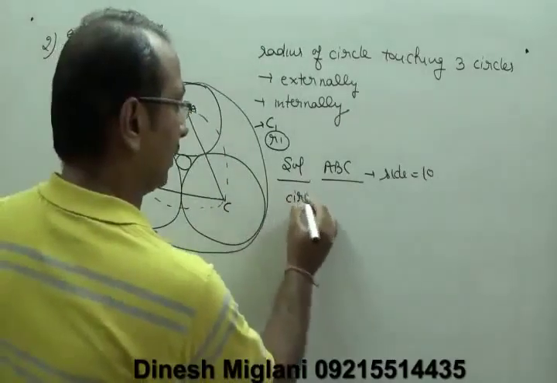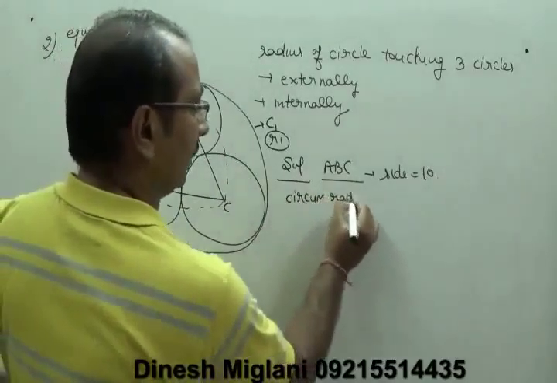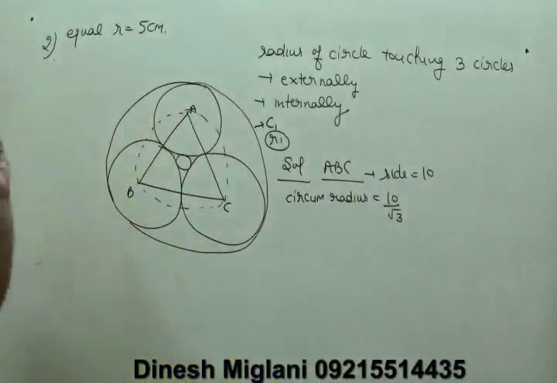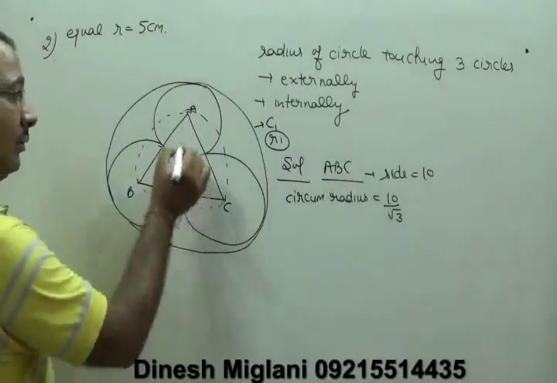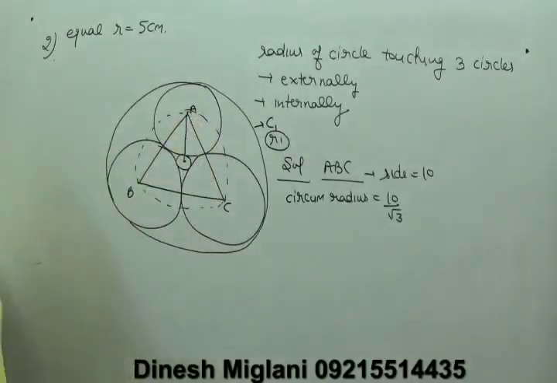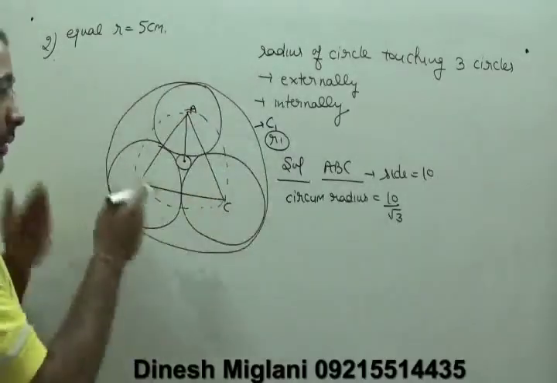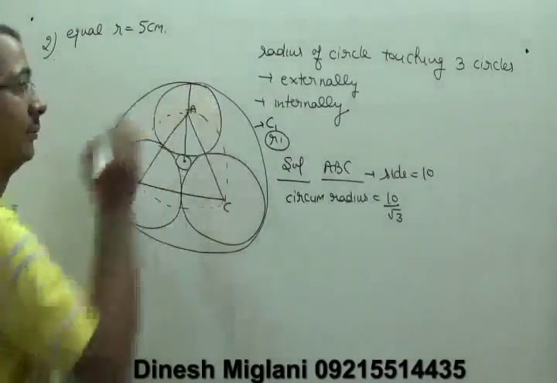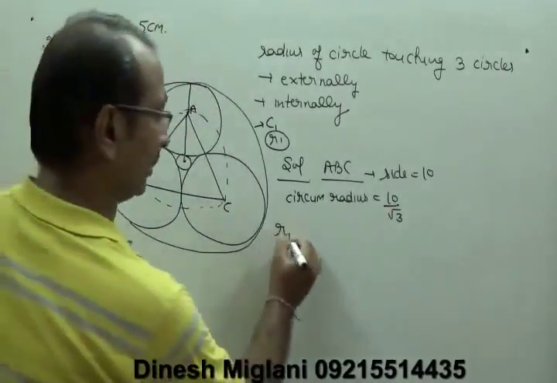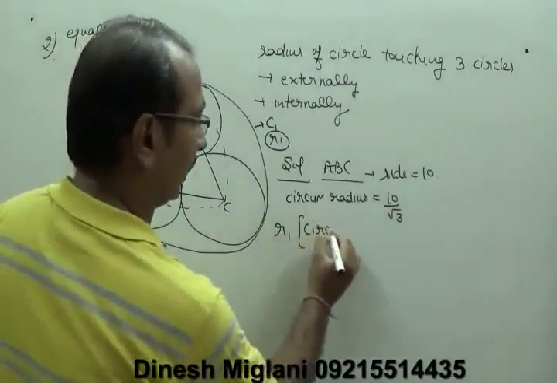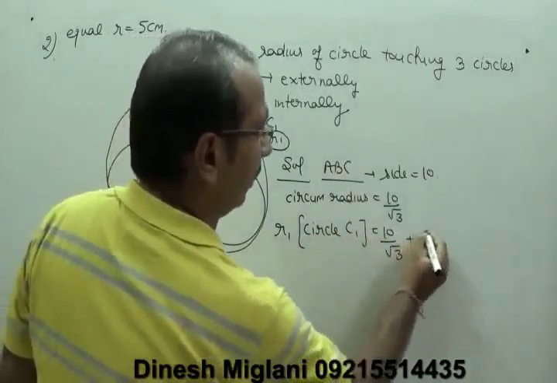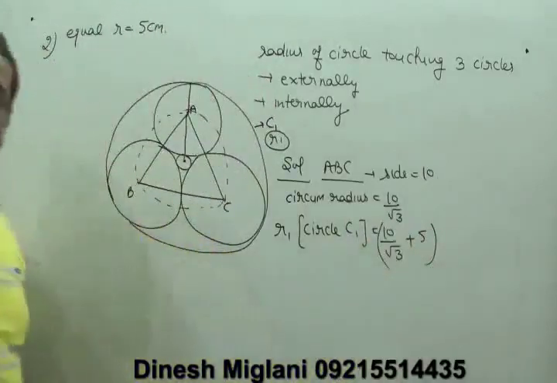We may say the circumradius of an equilateral triangle is a upon root 3, so that would be taken as 10 upon root 3, right? Now if I say this is the center here, this length is 10 upon root 3. I have to find the radius of the bigger circle, which means I just have to add this value. The radius is 5. So the radius of the circle C1, which I have taken as R1, would be 10 upon root 3 plus 5, that becomes my answer, right?